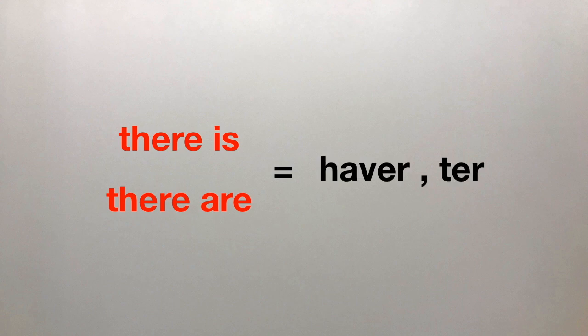There is and there are mean haver, ter em português. O verbo haver, ter e existir em inglês é there is, there are. But what's the difference between there is and there are?